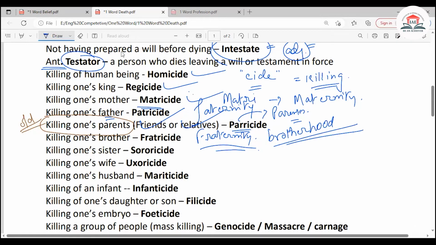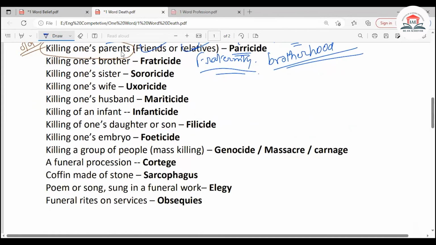Now see. No, just a minute, just a minute, just a minute. It is getting disturbed. No. Now it's fine. The cursor was not moving.